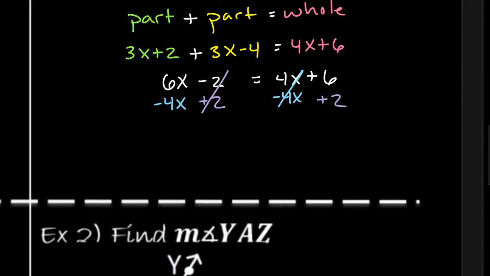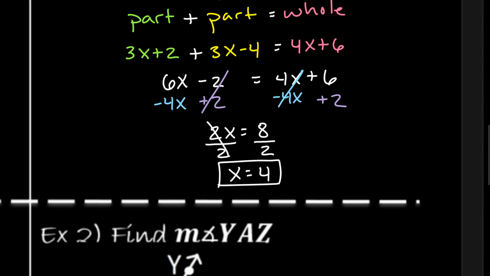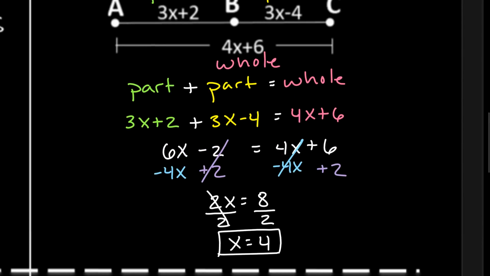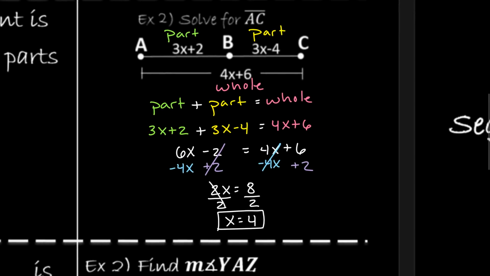So I'm left with 2x equals, and then x is... beautiful. Hold up. Am I done? Why am I not done? Yeah, what did it originally ask of me? Solve for AC. So, what is the expression, the polynomial for the entire AC?